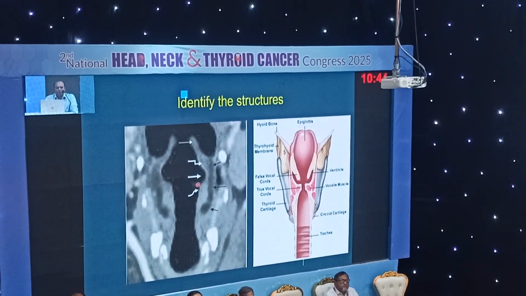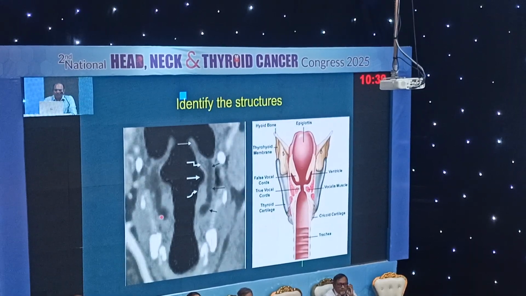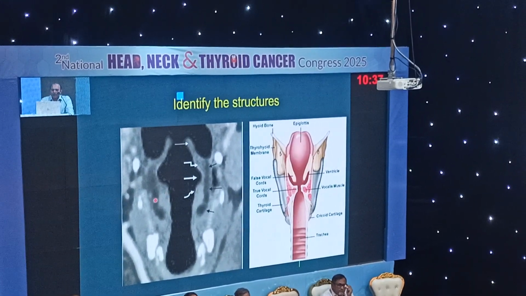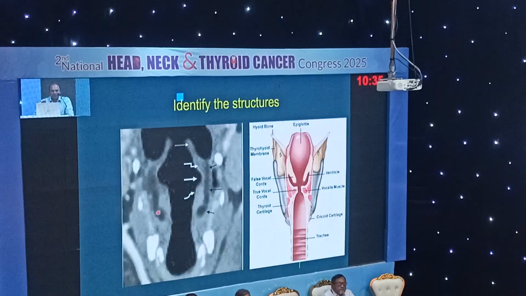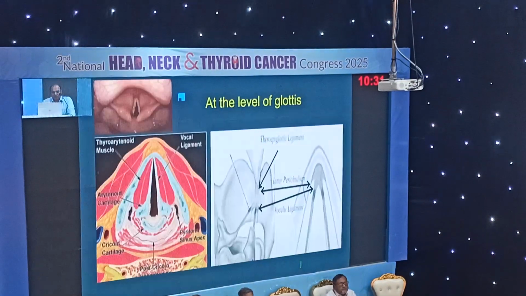The coronal views are important for two things. One, to look for, say, early paraglottic fat infiltration. This is the paraglottic fat. You have a tumor here. The early paraglottic fat infiltration you can make out in a coronal view. And also you can see a subglottic extension. Okay, I will show you in the subsequent slides.